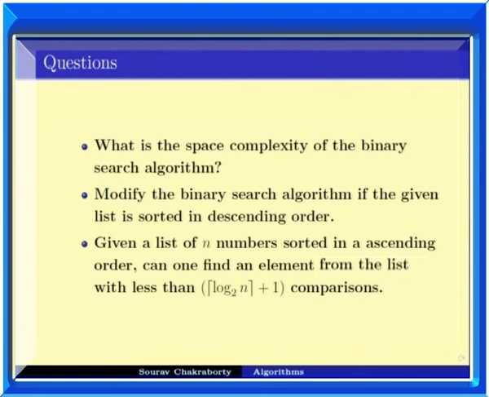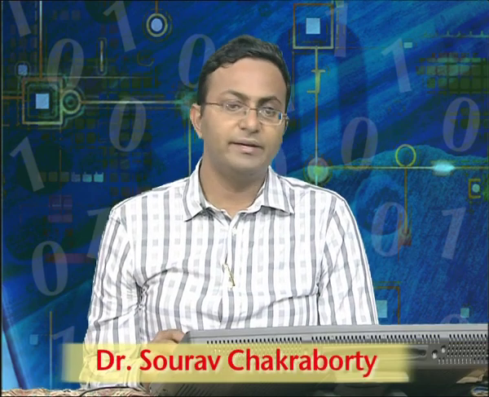And the last question, which is a bit more complicated, is if I give you n numbers, say sorted in ascending order, can one find an element from this list in fewer comparisons than binary search makes? So, with this we conclude this lecture on binary search.